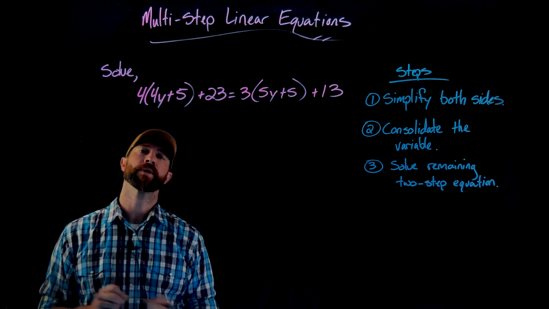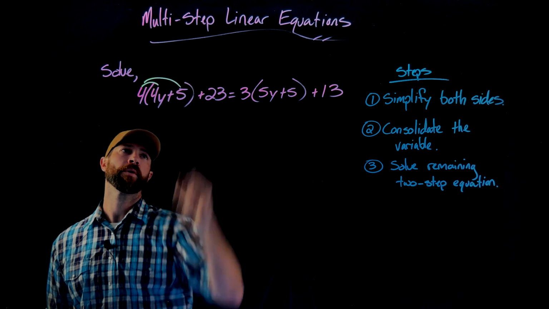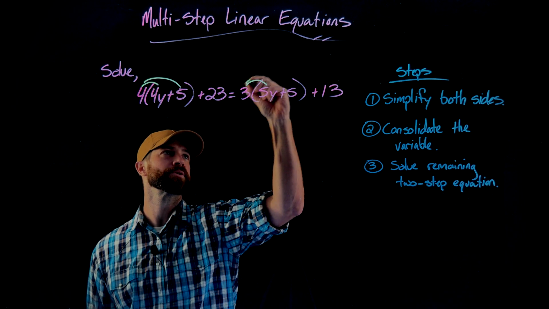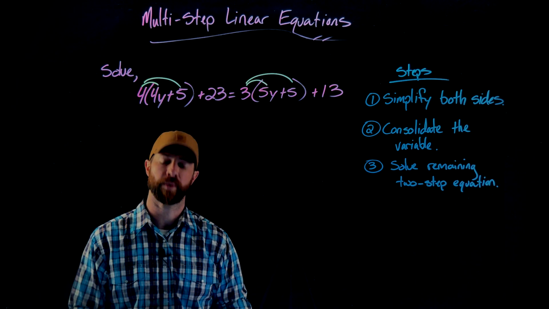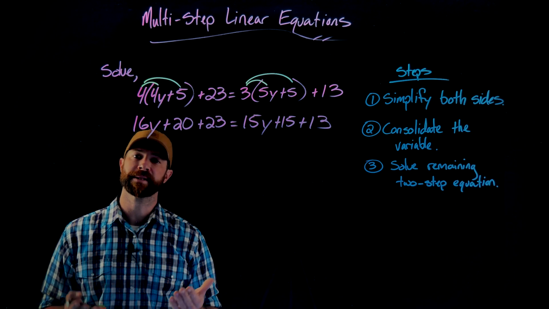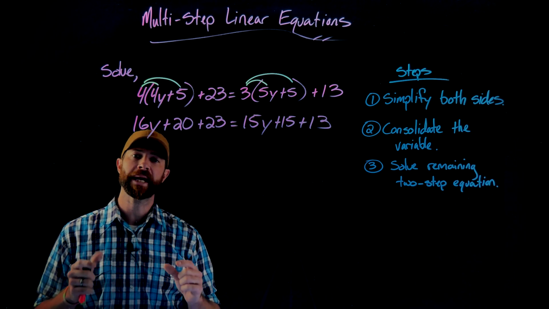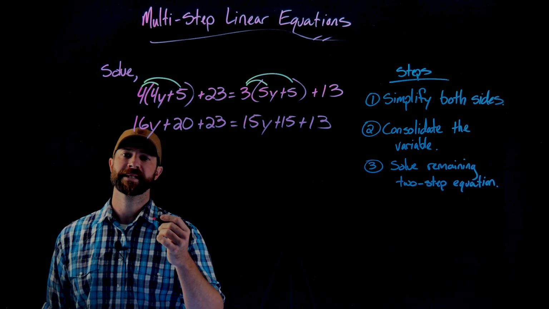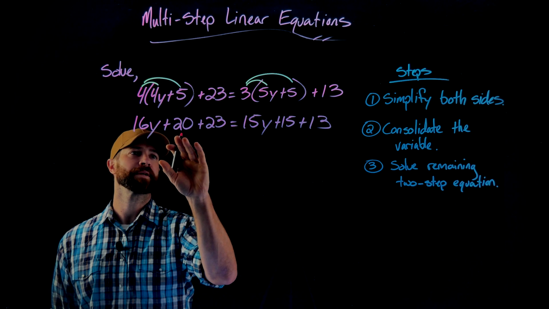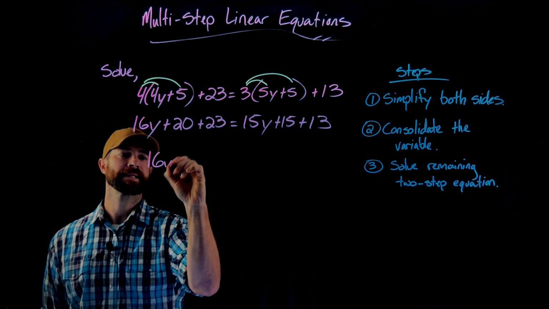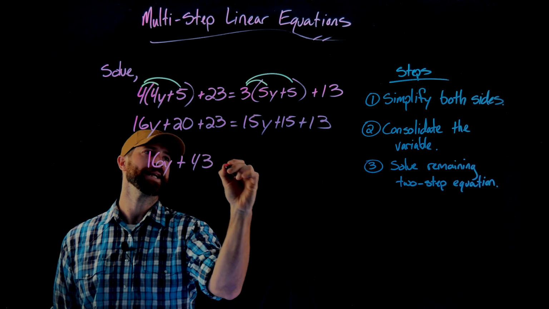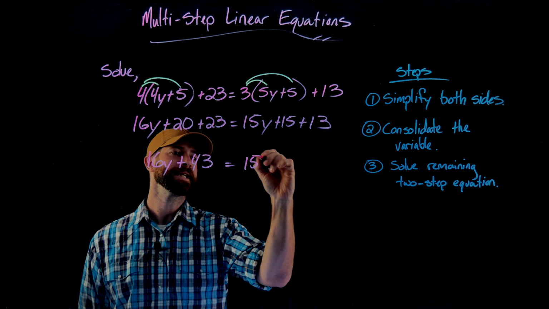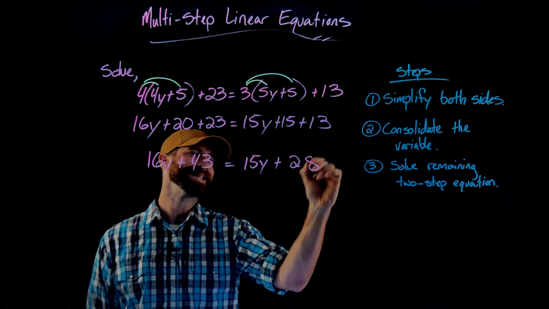In this case right here, what I'm going to do is distribute the 4 through the parentheses on this left-hand side, and in fact, at the same time, I'm going to distribute this 3 through the parentheses on the second side of the equation. Now I've distributed through the parentheses on both sides of this equation. Now what I need to do is simplify both sides by combining like terms. On the left-hand side here, what I'm going to do is combine the like terms of the 20 and 23 to get 16y plus 43 equals, and then here is the 15 plus the 13 is 15y plus 28.